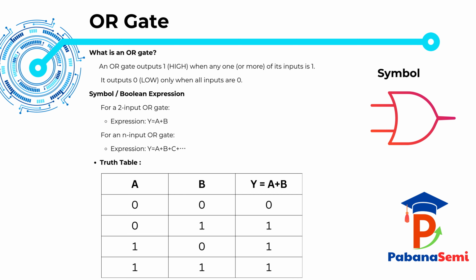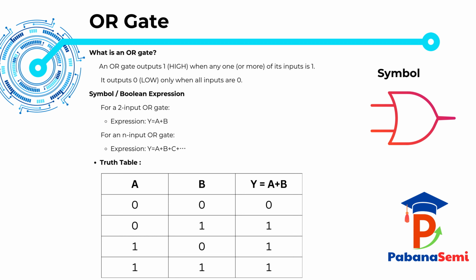This means that the output is high if any single input is high. Now let's verify this with a truth table. When A and B are both 0, the output is 0. When the inputs are 0 and 1, the output becomes 1. When the inputs are 1 and 0, the output is also 1. And finally, when both inputs are 1, the output remains 1.